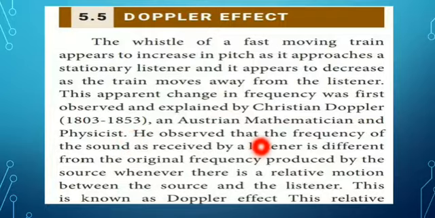And he observed that the frequency of the sound as received by a listener is different from the original frequency produced by the source whenever there is a relative motion between the source and the listener. This is known as the Doppler effect. Students, there is a frequency variation between the source and the listener. This effect is nothing but the Doppler effect. Please underline the definition.